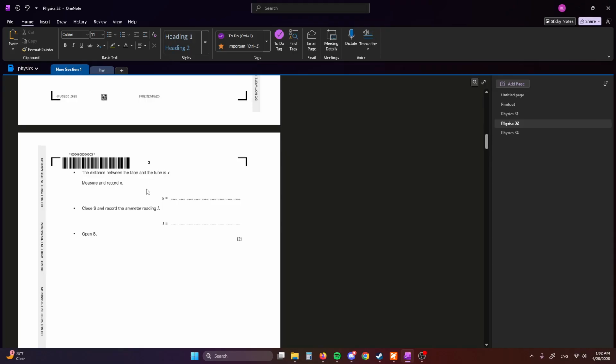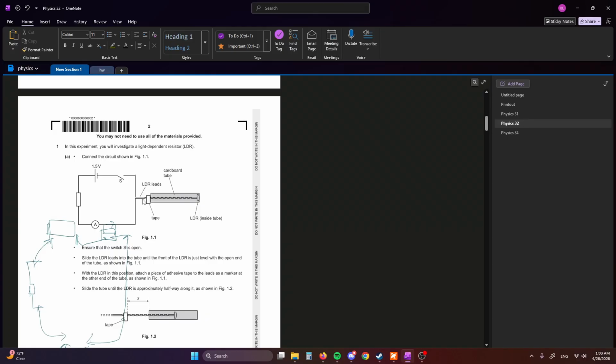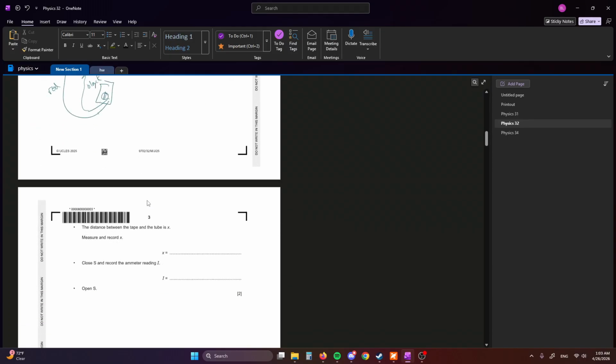So measure the distance between the tape and X. Measure and record X. Go ahead and do that. For our meter sticks, it's going to be something something dot first decimal place, and then an estimated value, like 0 or 5, basically. This is our estimated digit, and this is in centimeters. So we're going to remember that this is actually in 4 sig figs.